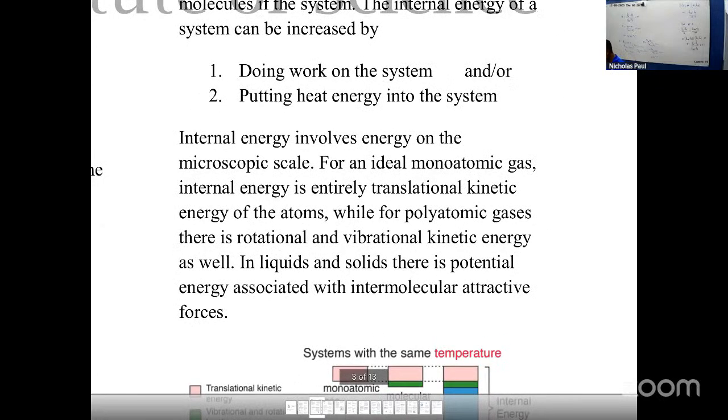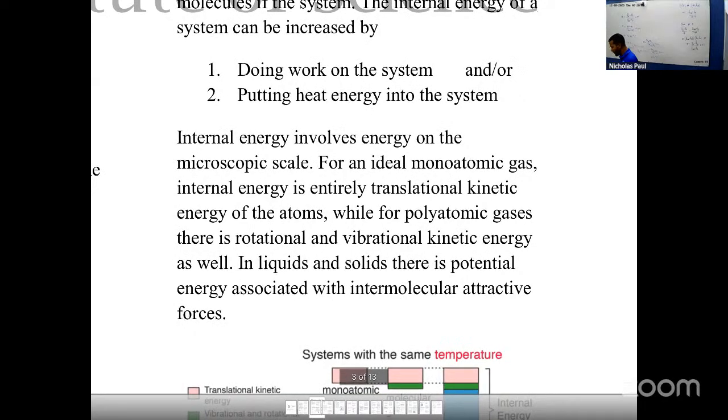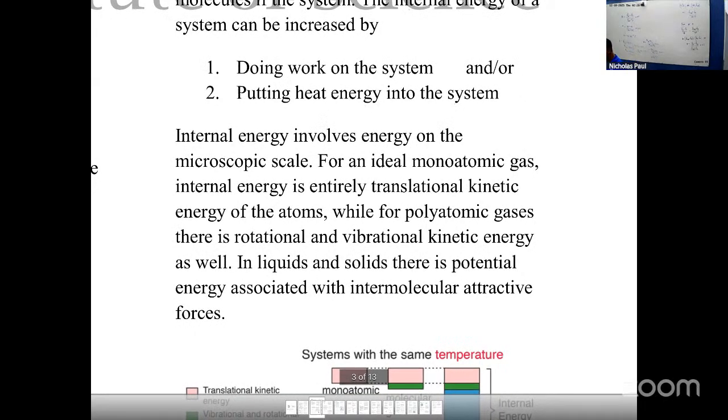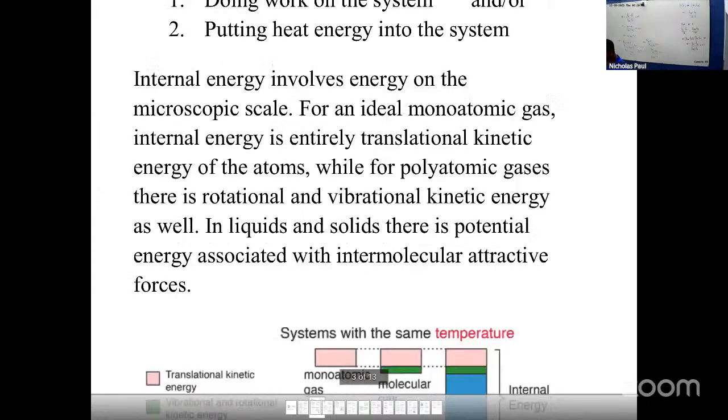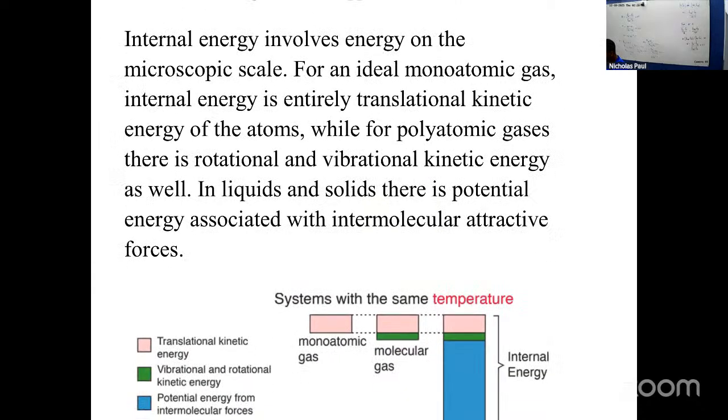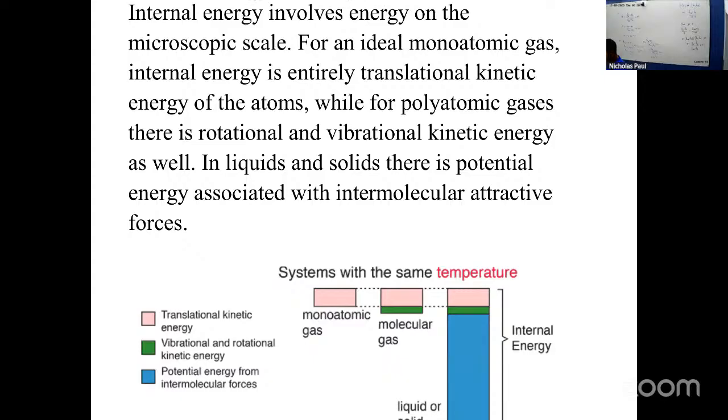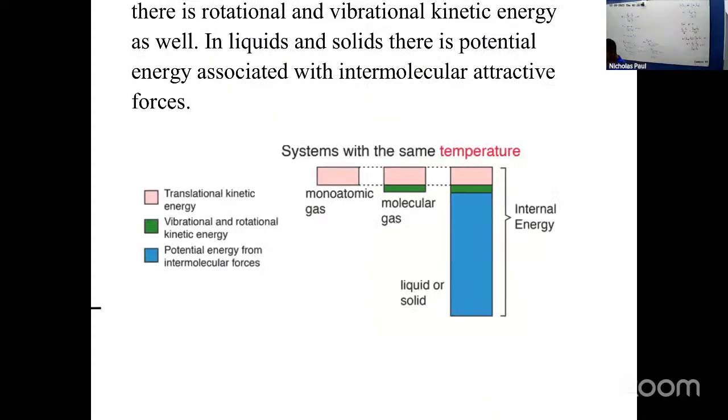Internal energy involves energy on the microscopic scale. For an ideal monoatomic gas, which means one atom, internal energy is entirely translational kinetic. That means the particles are so far apart that the forces between them are very weak, so their energy is only kinetic. Molecular gases also have rotational and vibrational kinetic energies. In liquids and solids, there is a potential energy associated with the intermolecular interactions.